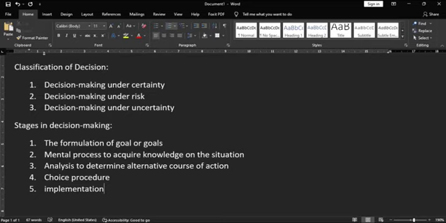The third one is analysis to determine alternative course of action. The essence of analysis at this stage is to determine possible courses of action, which may be the search for alternatives. The number of alternative ways of solving the problem that can be thought out depends on the effort expended by the decision maker in the search for alternatives. This is one of the crucial steps in rational decision making, because it involves the utilization of the vital information gathered through the process of defining the problem.